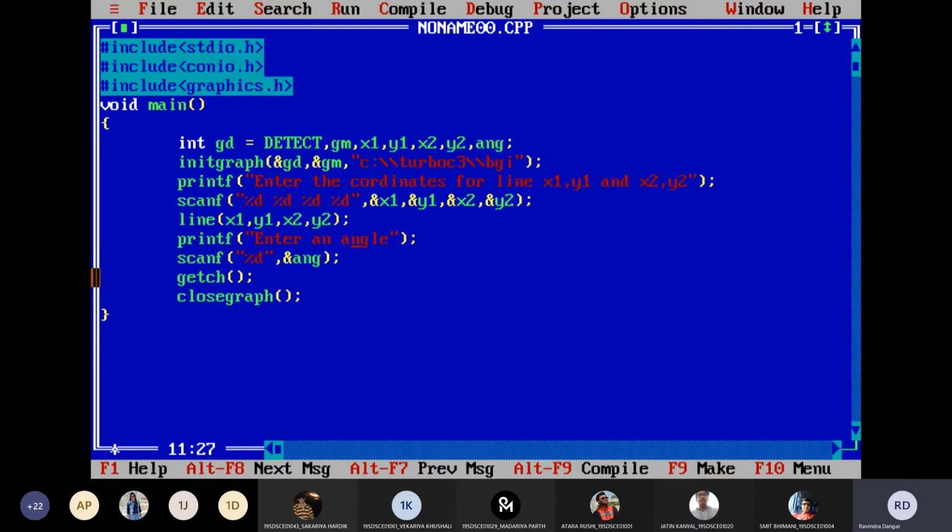समझ में आ रहा है क्या अभी हम करने वाले हैं? Yes, sir.